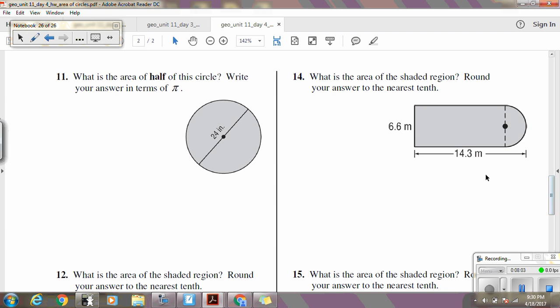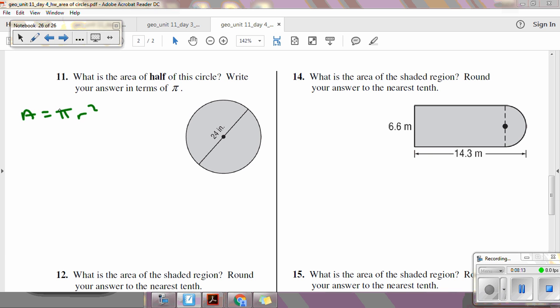Number 11 says, what is the area of half of this circle? Write your answer in terms of pi. So the area formula for a circle, again, is pi times radius squared. If I want half of a circle, I would just take that area and divide by 2. So pi times our radius is 12 because our diameter is 4, squared, and then divide by 2. And because it wants our answers in terms of pi, we're going to ignore pi and make sure we rewrite it in just a moment.